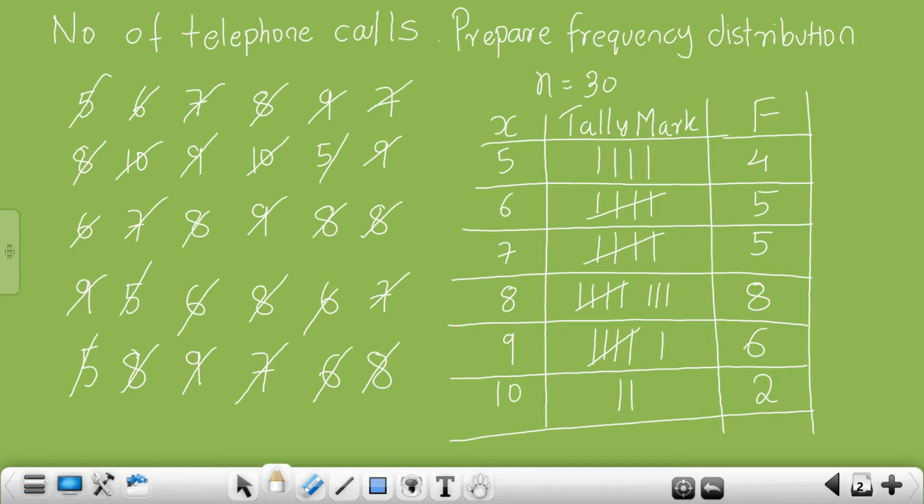So the total of f is equal to 30. You will find it out: it's 4 plus 5 plus 5 plus 8 plus 6 plus 2, which is equal to 30. This is how basically you prepare your frequency distribution for the data given.